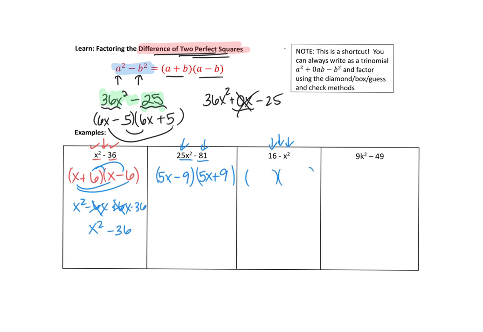Okay, again, this one, I see a perfect square, and the difference. So I'm going to do the square root of 16, which is 4 and 4, square root of x squared, which is x, and then it's just plus and minus. Again, if you wanted to check it, just multiply it out to see that it works.